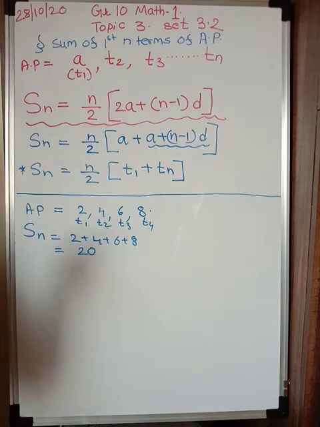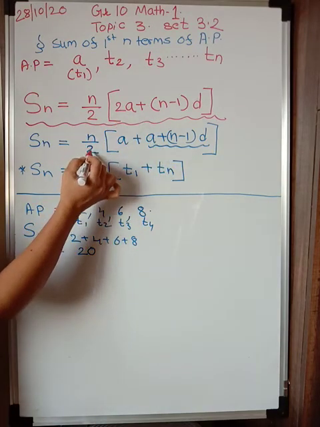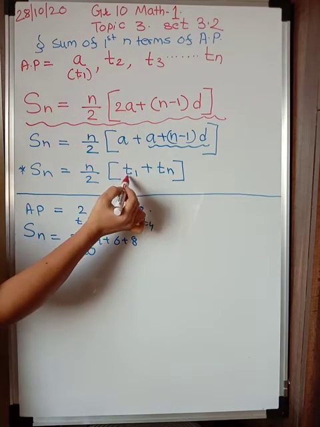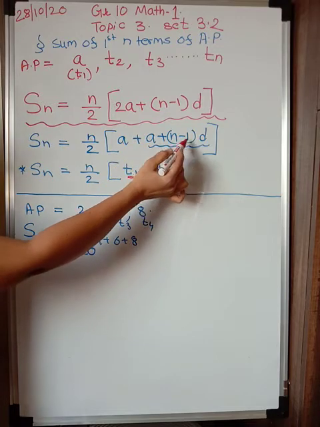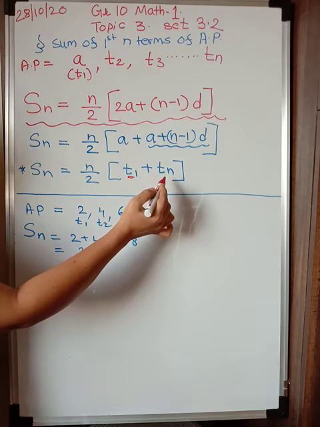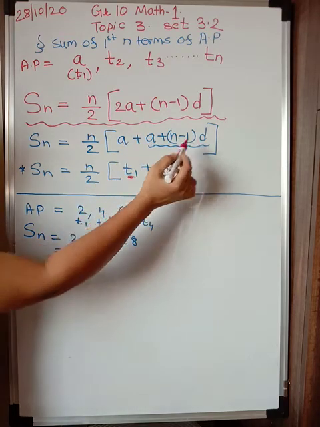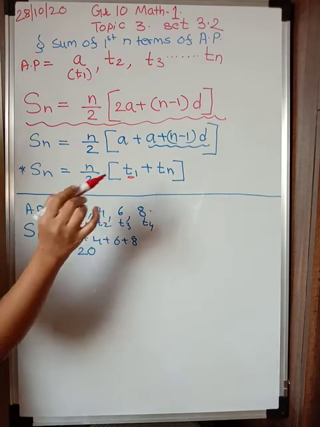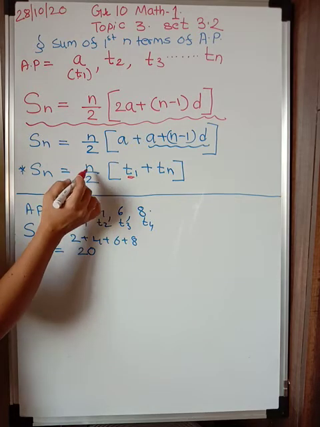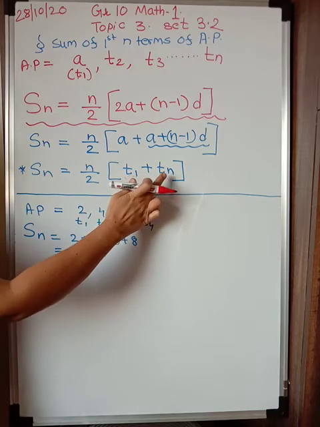Now let us go a little ahead. 2a can be written as a plus a. Alright. N by 2 as it is. Here also n by 2 as it is. A means the first term. So for a I am writing T1. And what is a plus n minus 1 into d? We know this is Tn. We have learned in earlier examples what Tn is, a plus n minus 1 into d. So for this I am writing Tn. So in short, what is the sum of all the terms? The first n terms of an AP, n by 2 in bracket T1 plus Tn. That means first term plus last term.